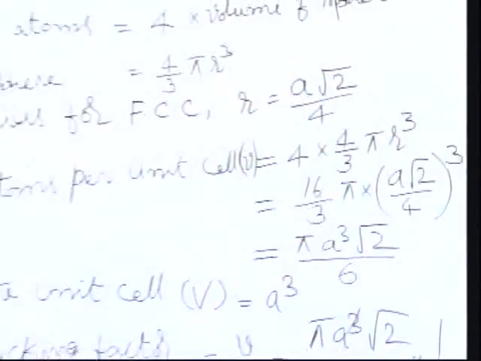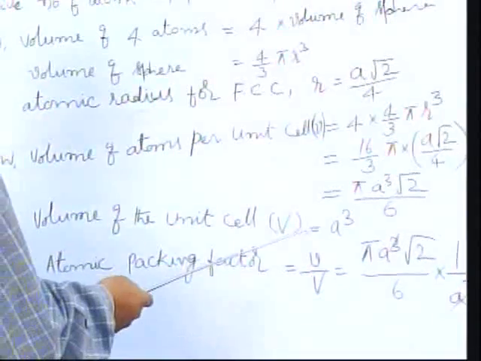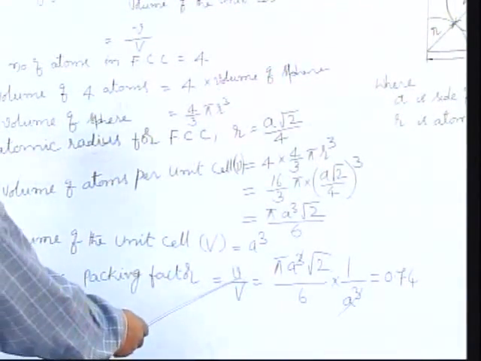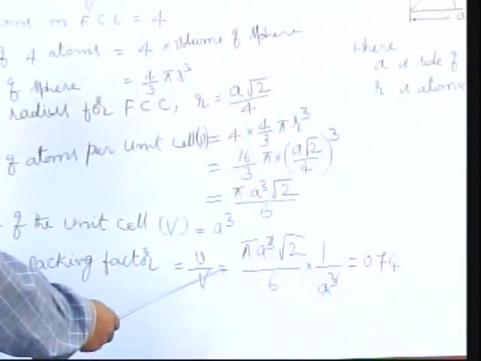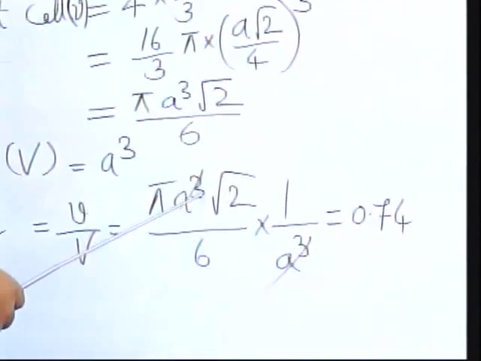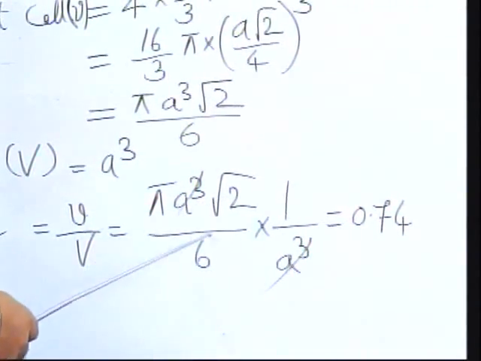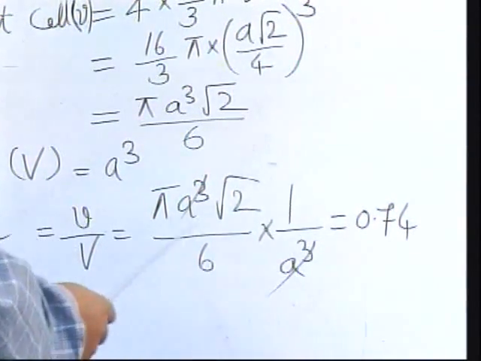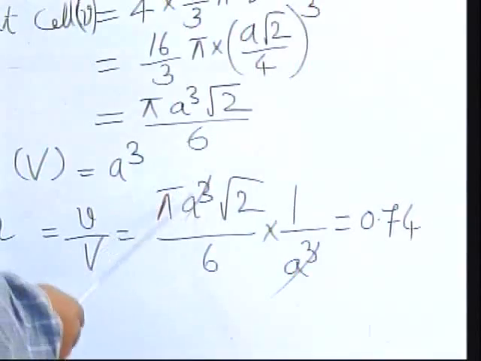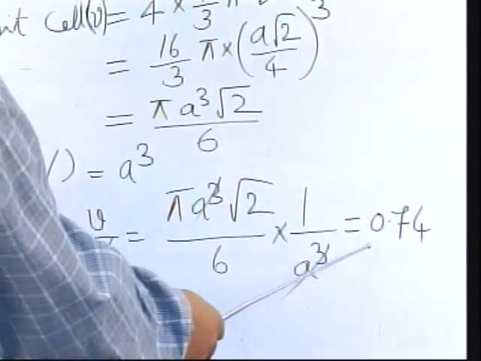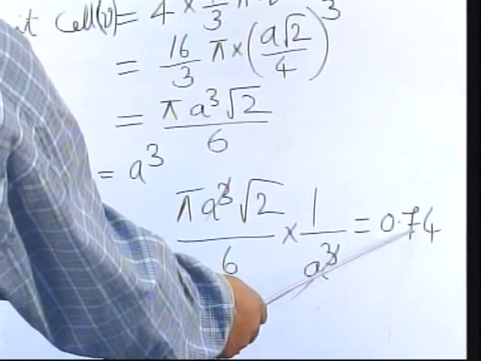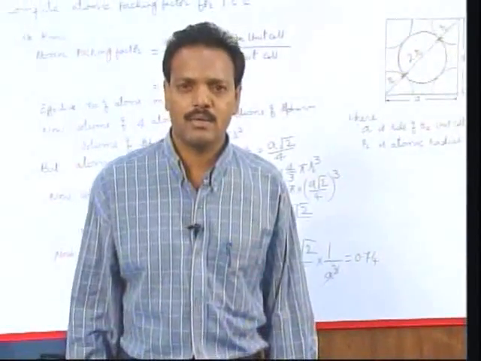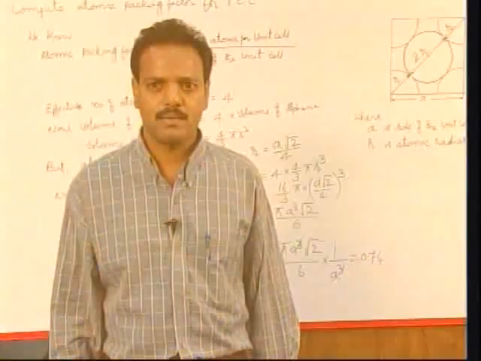As we know, volume of the unit cell, that is capital V, is equal to a cube. Atomic packing factor is equal to small v by bigger V. This is equal to pi into a cube into root 2 by 6 into 1 by a cube. Here a cube and a cube are cancelled. After simplifying this value, you get 0.74. Like this, we are finding atomic packing factor for FCC.